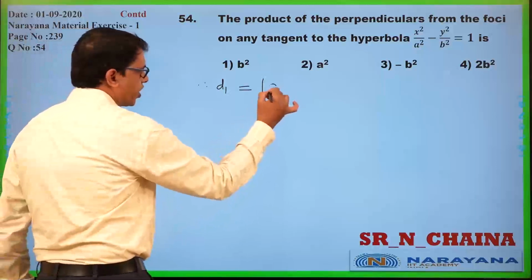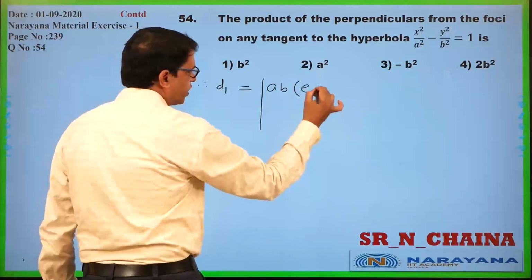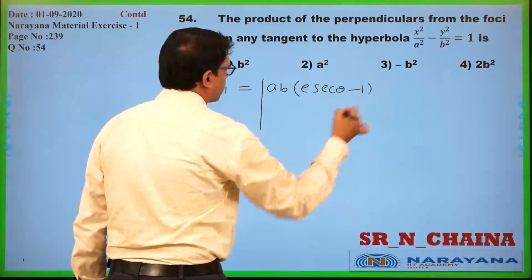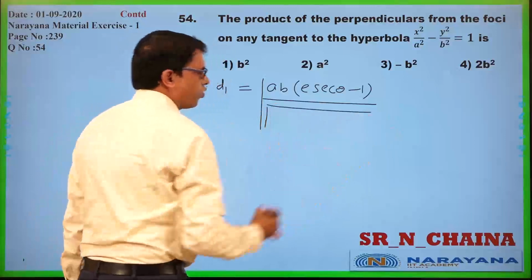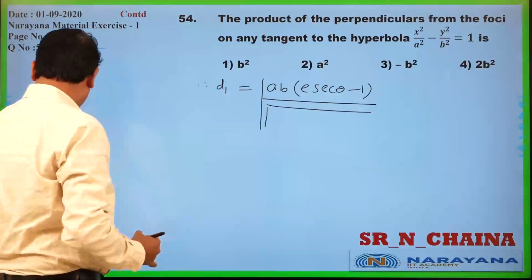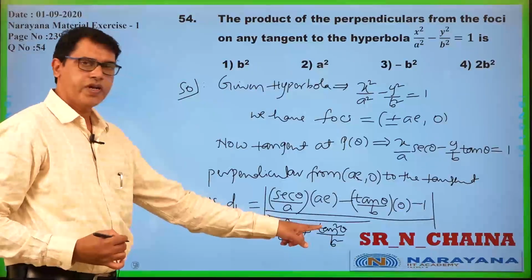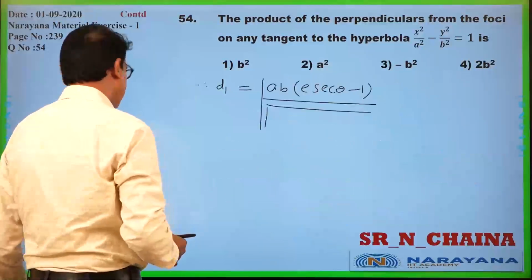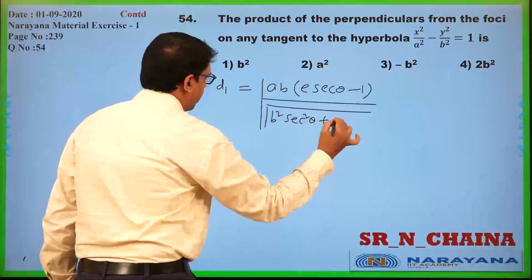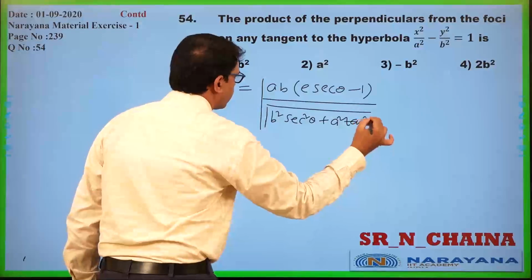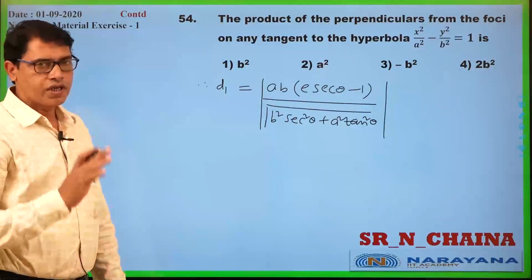So ab goes to numerator, ab whole into e secant theta minus 1 upon root under, so this will be b square secant square plus a square tan square. So b square secant square theta plus a square tan square theta. So this is the first perpendicular.